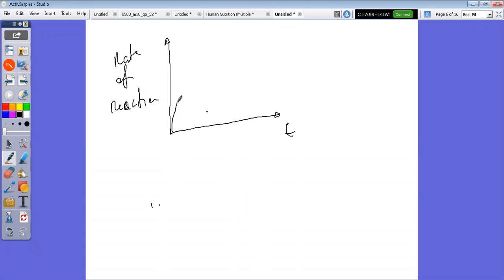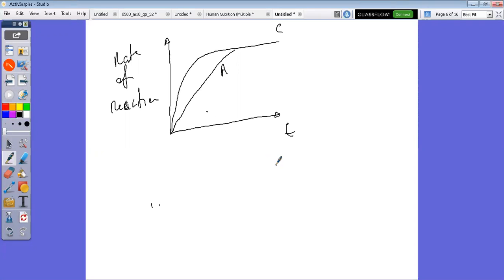Then I've got something like that. Then I have something like that. So this is curve A, this is curve C, this is curve A. Are we together? Clear with everyone?